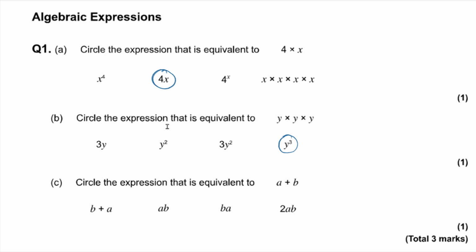And circle the expression that is equivalent to a plus b. Well, b plus a is, isn't it? It doesn't matter which way around you add things. B plus a is the same as a plus b. It's the same as 2 plus 3 is the same thing as 3 plus 2. It's not the same as multiplying them together, and certainly it's not the same as multiplying them together and doubling it. So yeah, it's just b plus a.